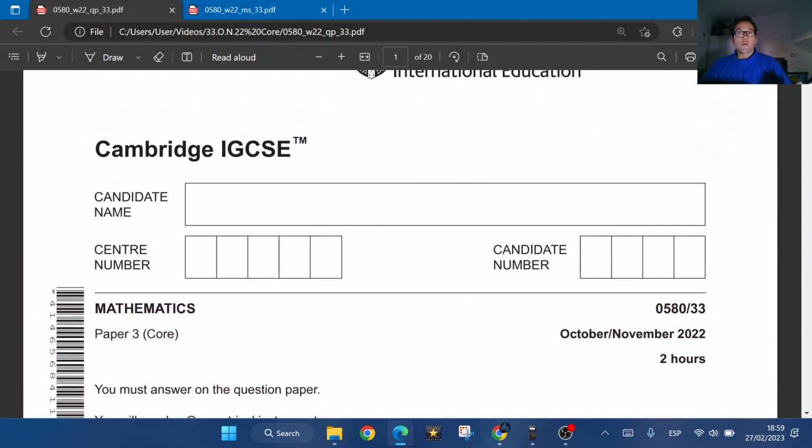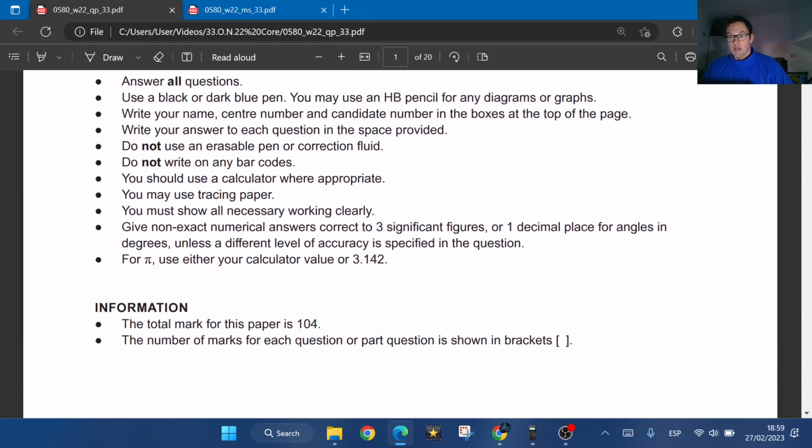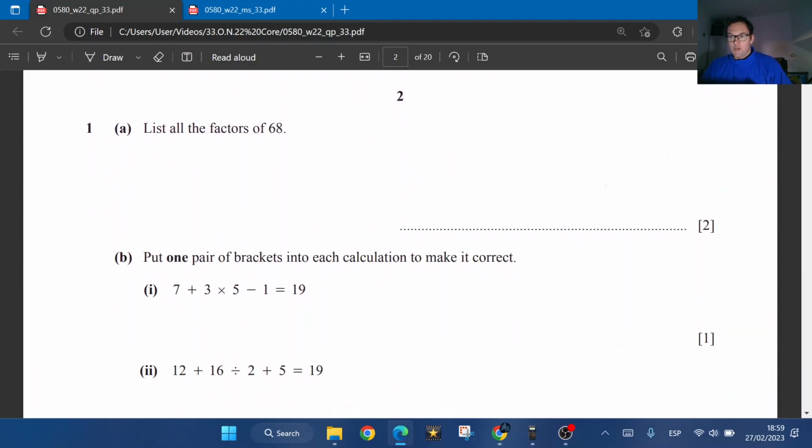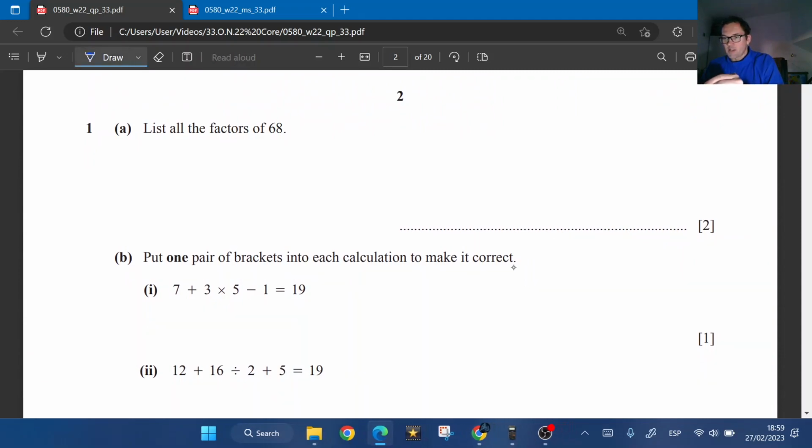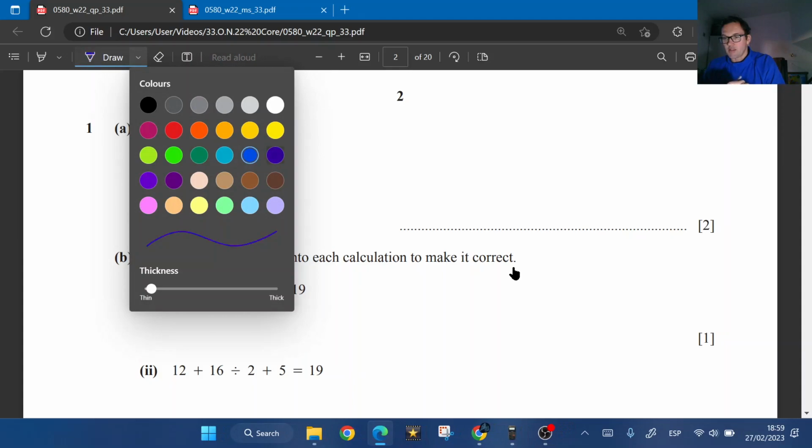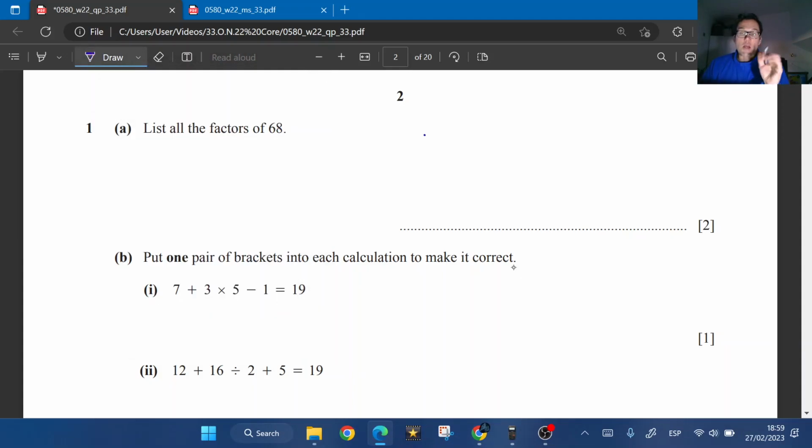So we're doing the October-November 2022 paper 33. Let's jump into it. List all the factors of 68. Factors, remember, are numbers that can divide into 68. They always come in pairs. Easiest one to find is 1 and 68, because 1 times 68 is 68.